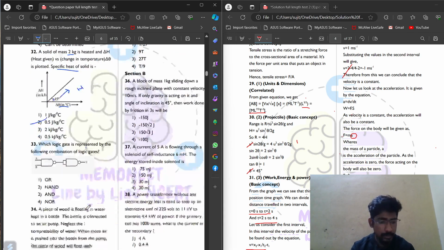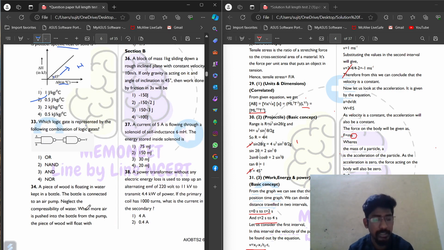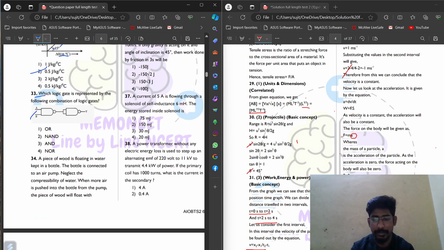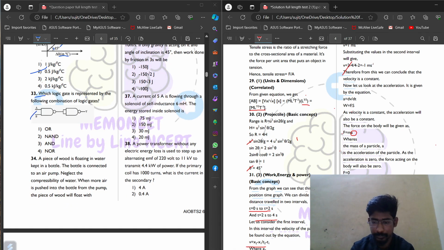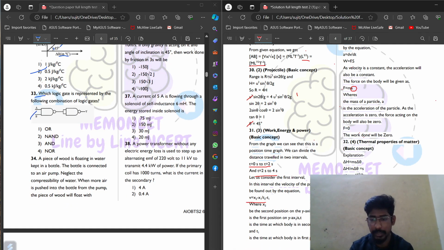Okay, question number 33, a logic gate question, right? For the past 3 or 4 years if you analyze the paper, there is always a question from logic gates, right? So here, question number 33, you all know what the answer will be. It is an AND gate. How is it an AND gate, right?